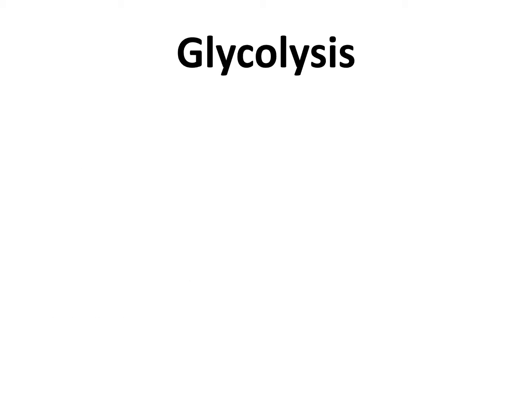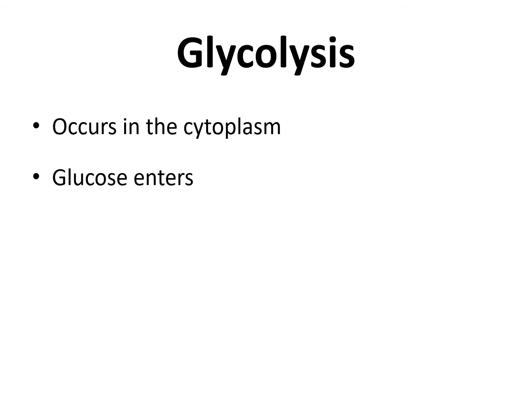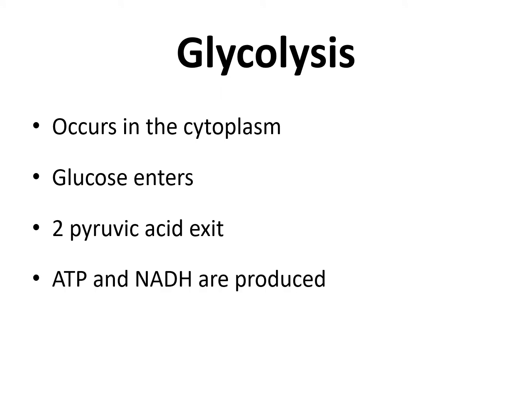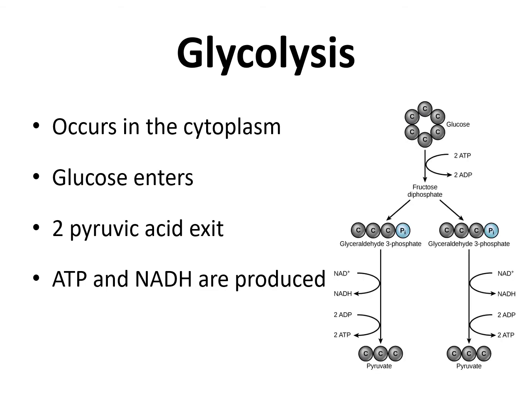The first stage of cellular respiration is glycolysis, and this occurs in the cytoplasm of the eukaryotic cell. And glucose starts this process. Glucose goes into the process, and 2 pyruvic acids exit. And during these reactions, ATP and NADH are produced.